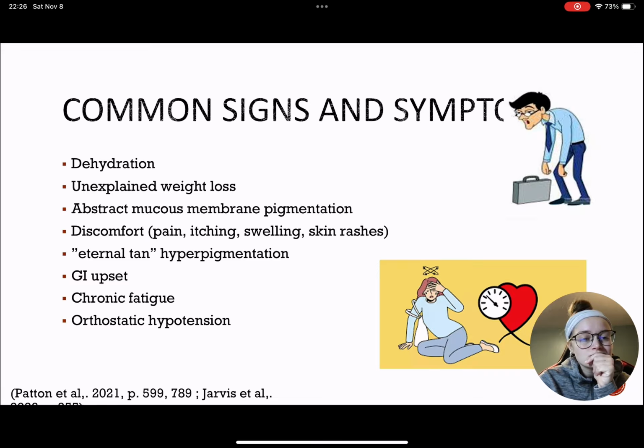Next, we are going to go over our common signs and symptoms that we see with Addison's disease. Our next slide, I included some pictures and we're going to go through them as well.